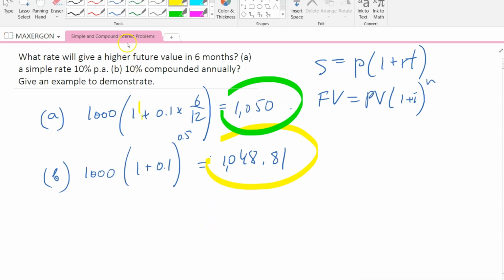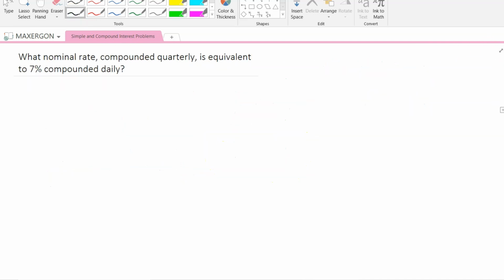Of course, if you invest under compound rates for the amount of time which surpasses the compounding frequency, so in this case, if you invested for amount of time which is longer than 1 year, you of course would result in higher future value for the compound rate. Let's now proceed to the next problem.